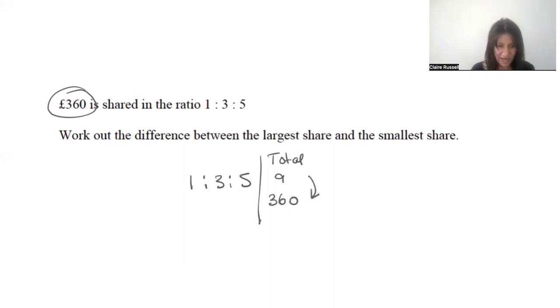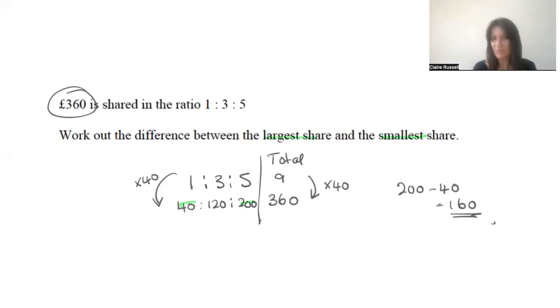The ratio adds to 9, and the total in the question is 360. How do I get from 9 to 360? I times by 40, so I do the same over here. That's going to give me 40, 120, and 200. I'm actually only interested in the largest and smallest. It's the difference, so 200 take 40, and there's your final answer.